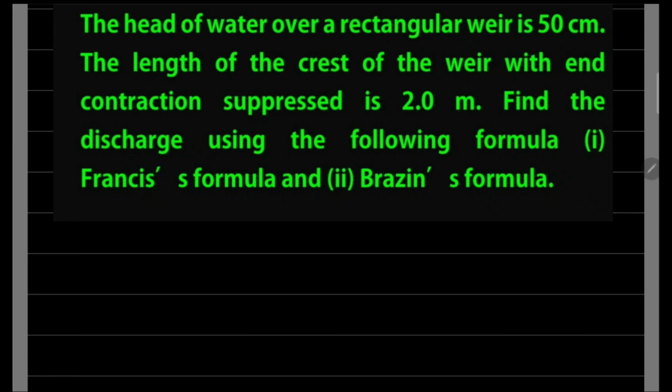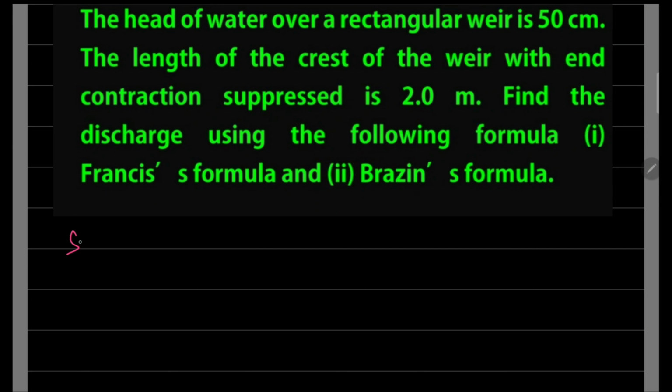Now we will solve a problem which is based on the empirical formula for the discharge over the rectangular weir. There are two popular empirical formulas proposed by Francis and Bazin. Based upon these formulas, we will figure out how to estimate the discharge. The problem says that the head of the water over a rectangular weir is 50 centimeter, and the length of the crest of the weir with end contraction suppressed is 2.0 meter. Find the discharge using the following formulas, Francis as well as Bazin's formula.